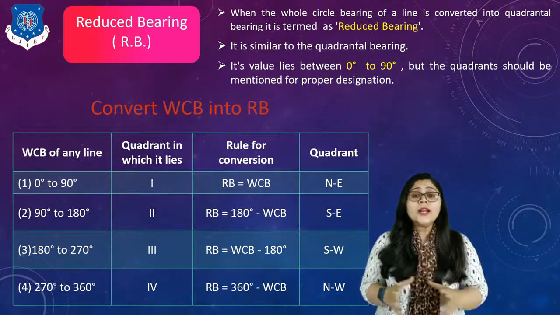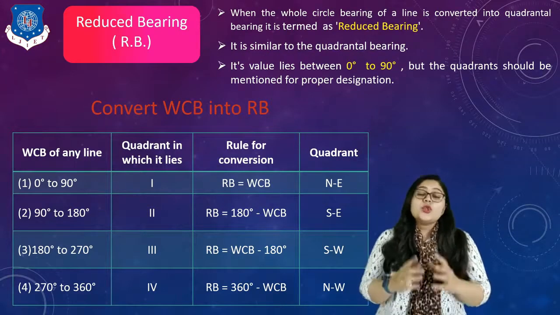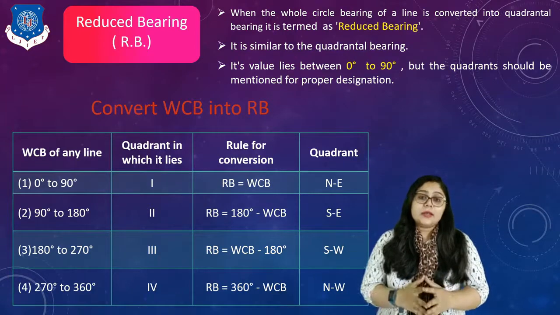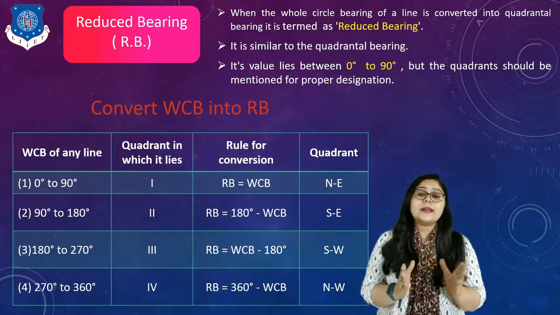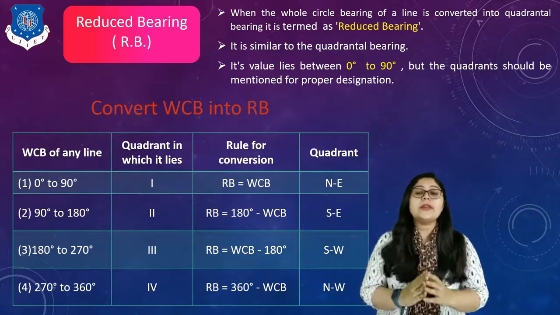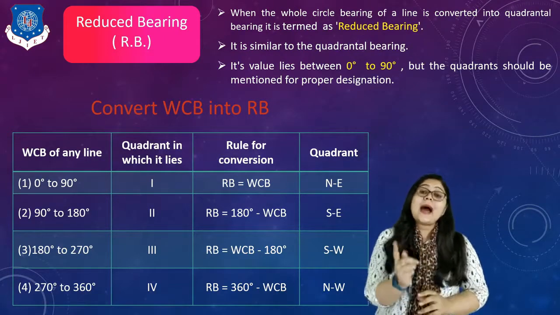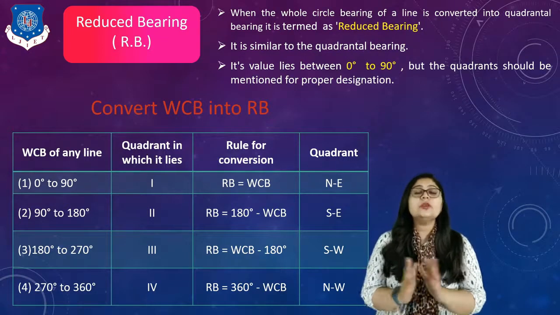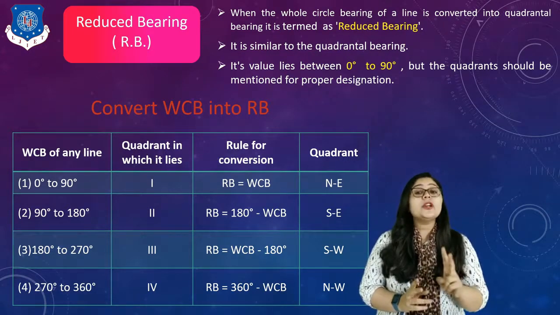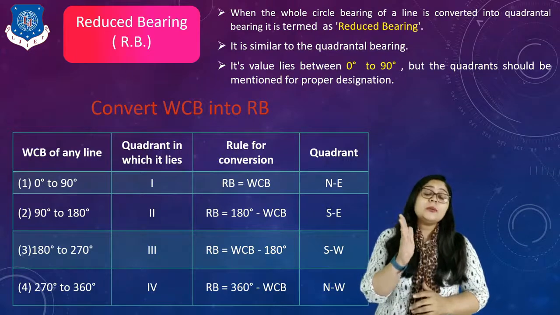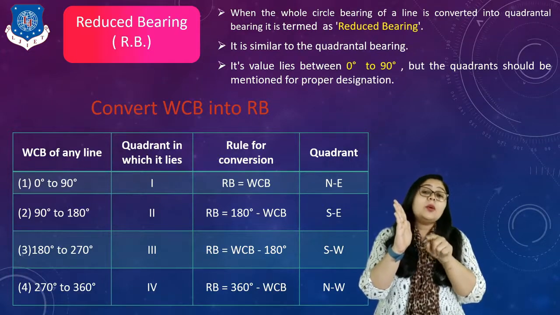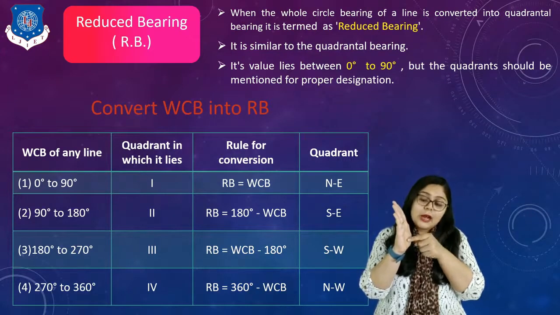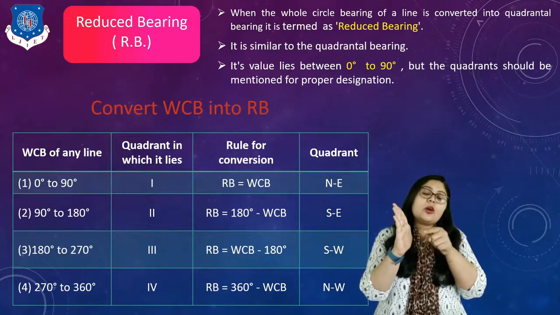Now, what are the rules for conversion? So here some equations are there. For the first quadrant, the rule is the same with respect to north in clockwise direction for both cases, so RB is equal to WCB. There is no need for an equation. But for the second quadrant, in WCB we go from the north to the second quadrant, but in the quadrantal system, we go from the south to our survey line in anti-clockwise direction.